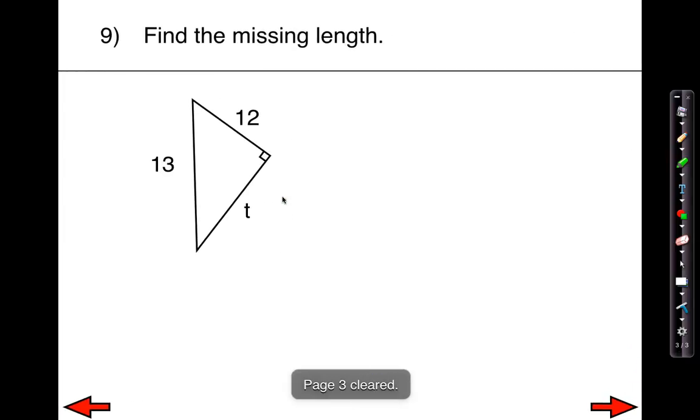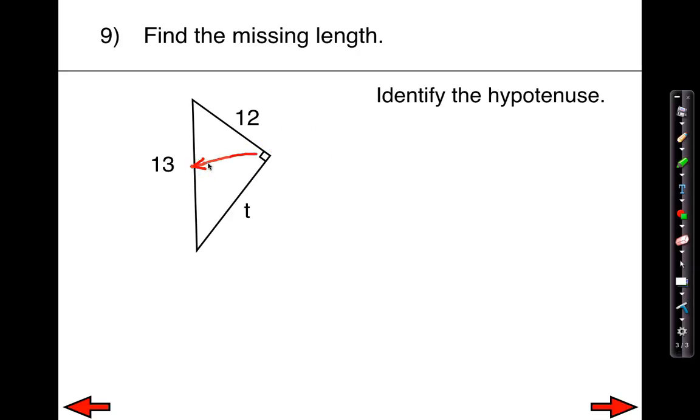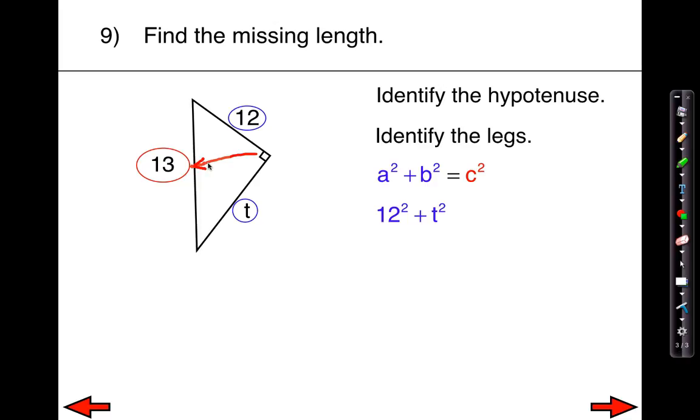Okay, 2 more to go. Number 9. Here, the hypotenuse is 13. Therefore, the legs are 12 and t. So plugging that into our formula, we have 12 squared plus t squared equals 13 squared. 144 plus t squared equals 169.